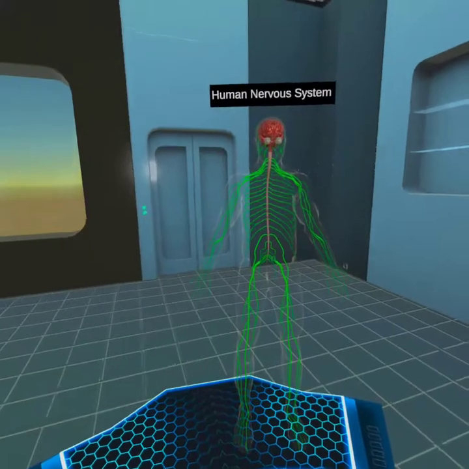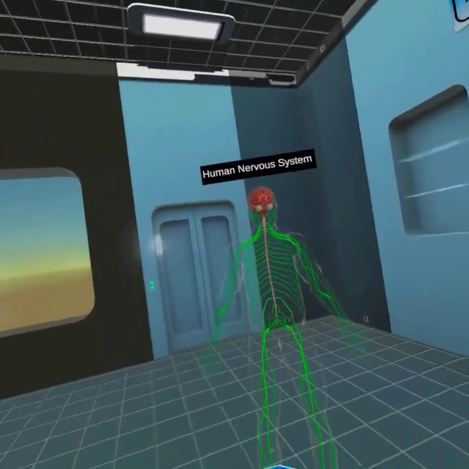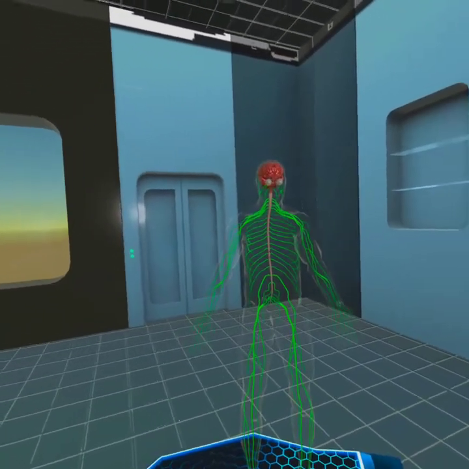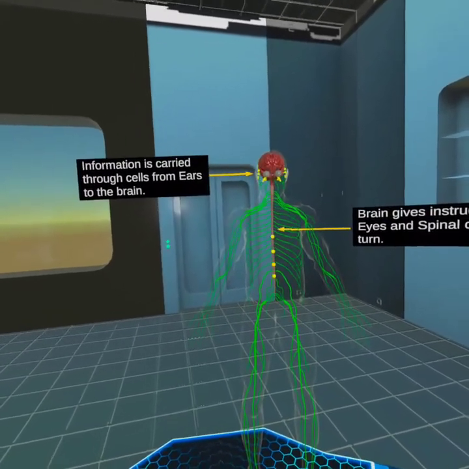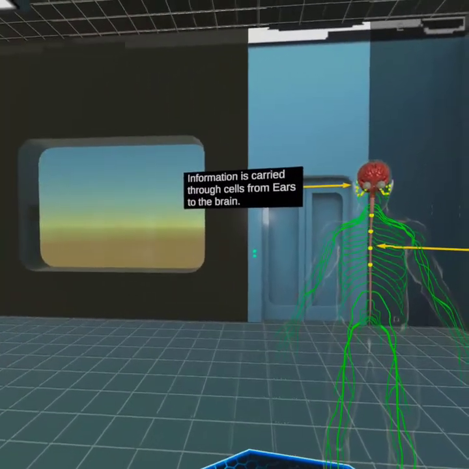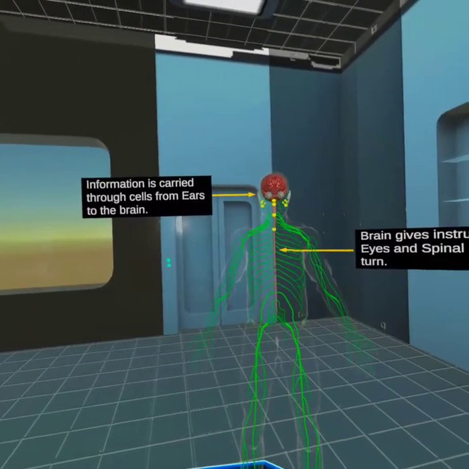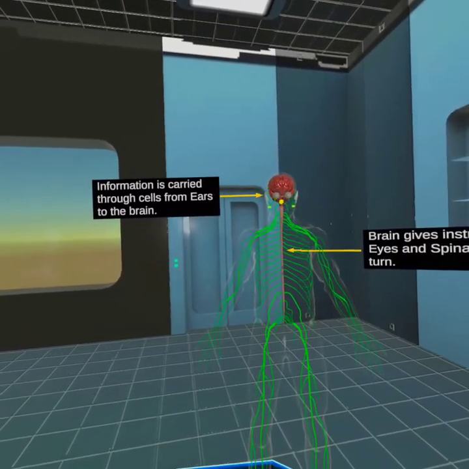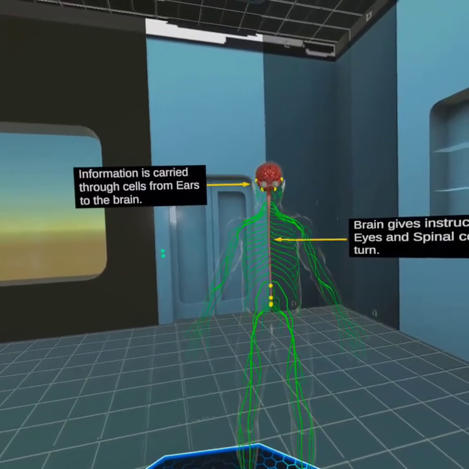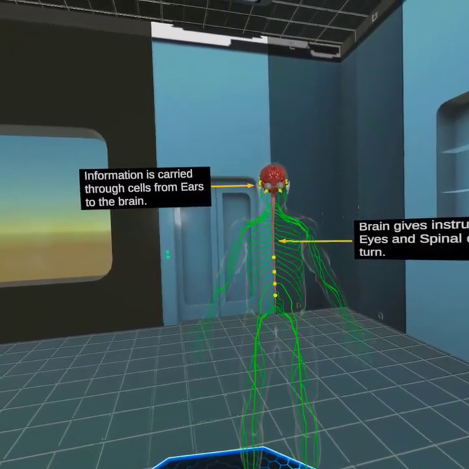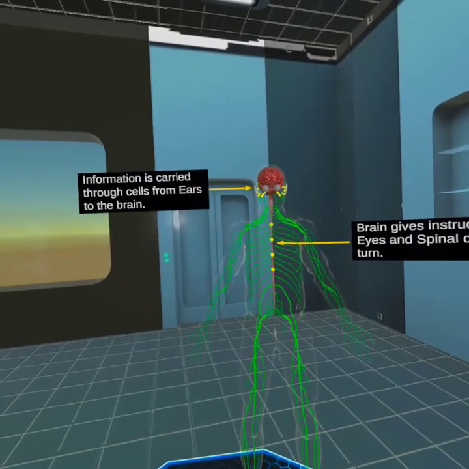Turn to your left side and you will see a human body with a nervous system in it. Great, so as you can see, once you heard the first instruction, you can see how your body responded. First you heard the instruction through ears, then this information is carried through cells to the brain. As soon as your brain receives this information, it gives instruction to eyes and the spinal cord to turn to your left side.